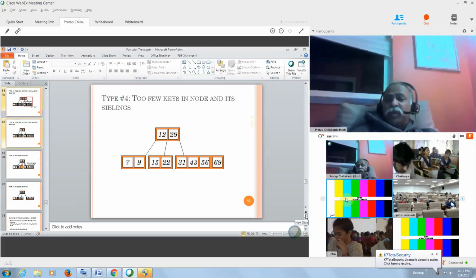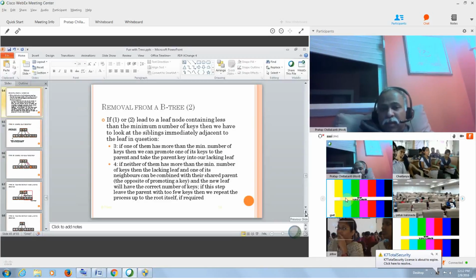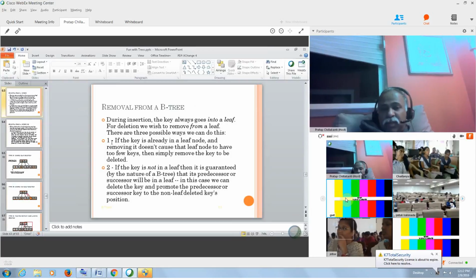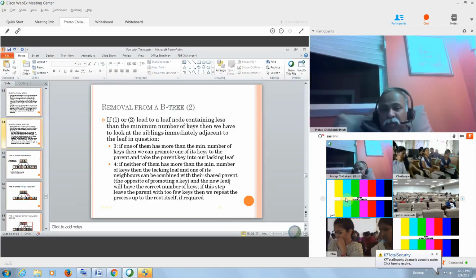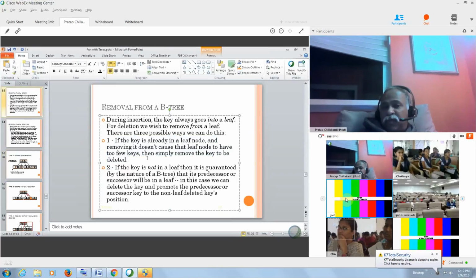Type number 4, too few keys in node and its siblings. Okay. So this goes back to rule number 4 there. If you go back here, for each of these, you have type 1 here. Okay, type 1 corresponds to this type 1 here. Let me show you. This is the key to be deleted. That's very straightforward, right?